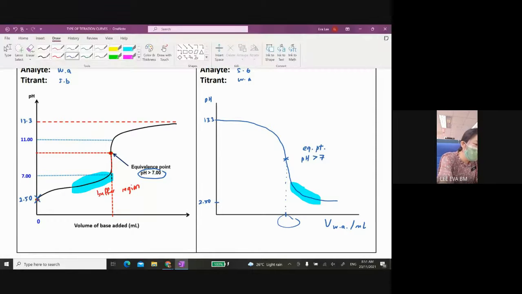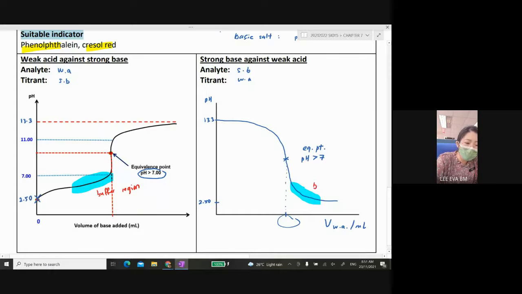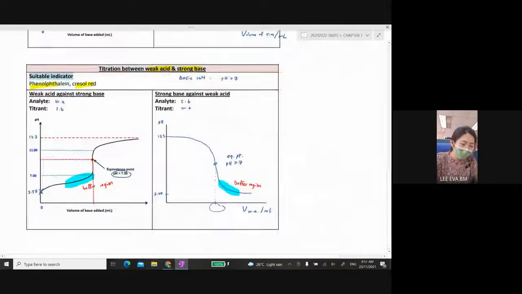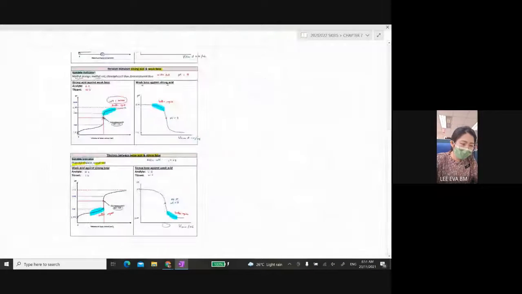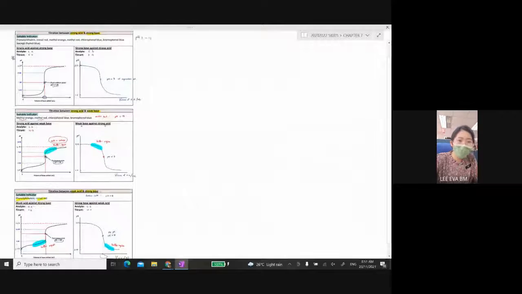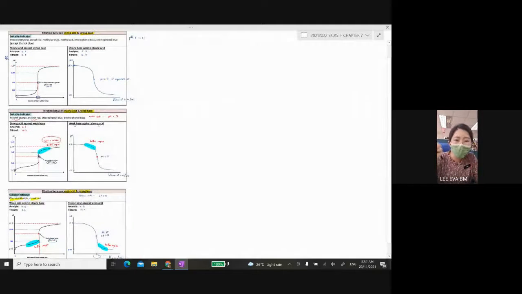So it is very important to recognize the definition of a buffer solution. Then you can see what is actually in the solution. So refer back to your definition of buffer solution. Altogether, you have 6 different graphs. It depends on the combination: what is the analyte, what is the titrant, strong acid or weak acid, strong base or weak base.